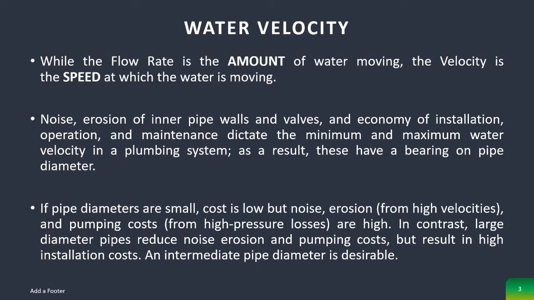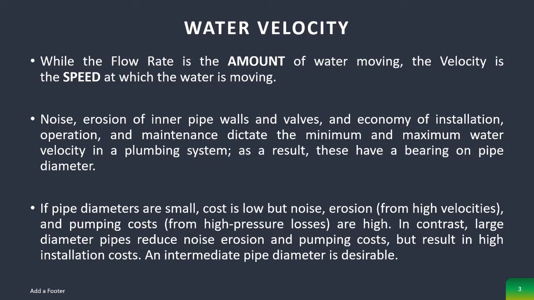So what is water velocity? While flow rate is the amount of water moving, the velocity is the speed at which the water is moving. So yung water velocity, ito yung bilis ng takbo ng tubig inside the piping material. Noise, erosion of inner pipe holes and valves, and economy of installation, operation, and maintenance dictate the minimum and maximum water velocity in a plumbing system. As a result, these have a bearing on pipe diameter.